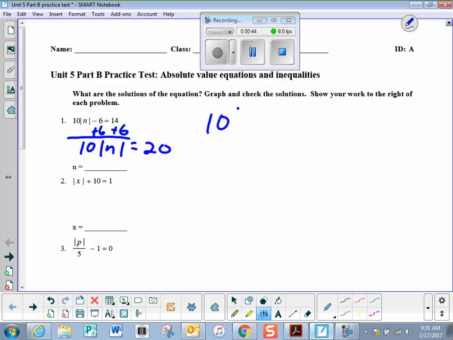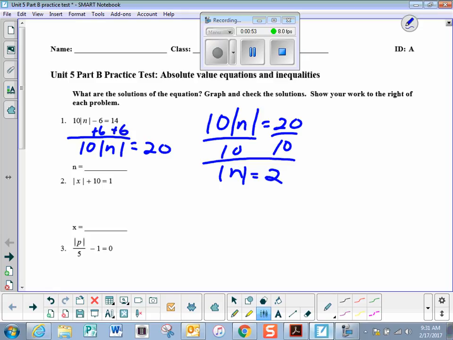Okay, so I'm going to write that over here to give myself some more space. That's why you have this space. Then I'm going to divide by 10. So I got all kinds of answers here. But the answer is absolute value. Well, we have absolute value of n equals 2. So then I need to write two equations, n equals 2 or n equals negative 2.